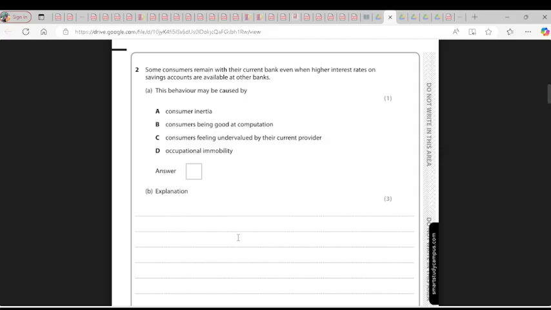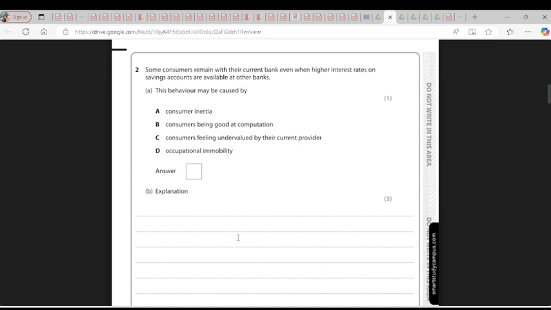It's not B. Consumers feeling undervalued by their current provider. If they are feeling undervalued by their current provider, they would move because that means they won't be happy with the current provider. Occupational immobility. It's not about occupational immobility, because occupational immobility simply means the inability of workers to switch from one job to another. So it is not D. So the answer is A.